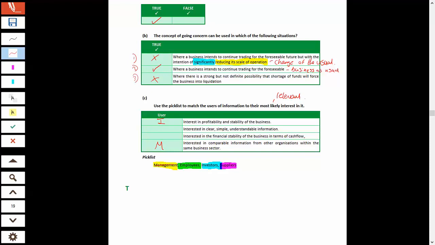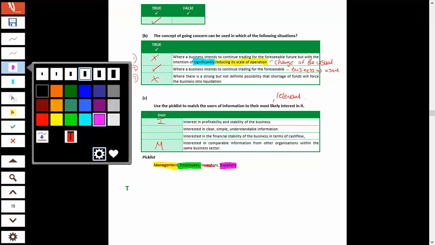Okay, 2 down, 2 to go. We've got employees and we've got suppliers. So again, we've got 2 left. Can we very quickly identify what's going where? We've got interested in clear, simple information, and then interested in the financial stability of the business in terms of cash flow.